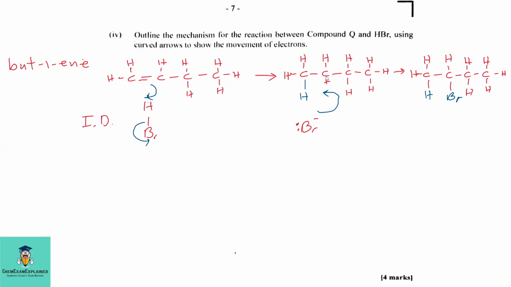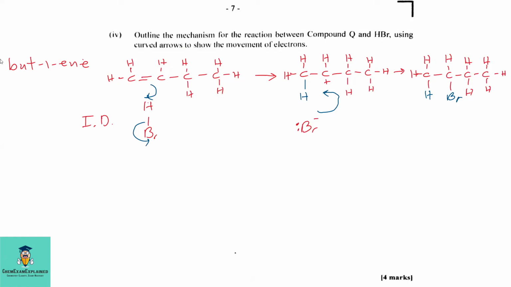So to do this mechanism, we must draw out our structure. Now we could use but-2-ene as well as but-1-ene. We're using but-1-ene in this case for us to look at the Markovnikov rule. If we use but-2-ene, then the H and the Br can go on either carbons, does not matter.